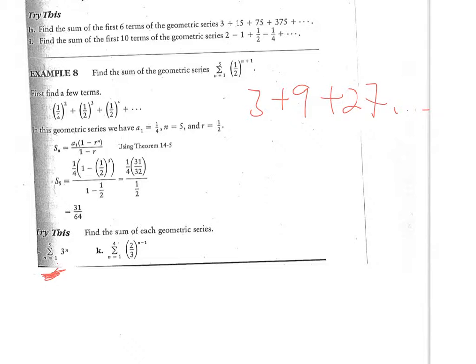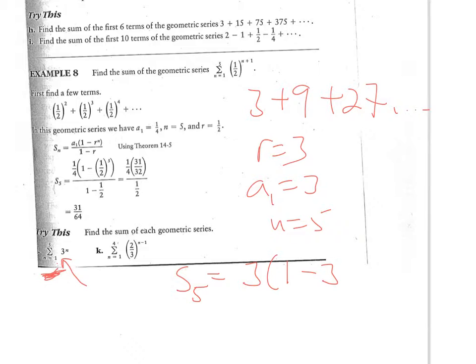So let's do this. I see that my common ratio is 3. Of course, I probably could have seen that in the formula. R is 3, A sub 1 is 3, and I want 5 terms, so n is 5. Using that partial sum formula, if I'm looking for S sub 5, the sum of the first 5 terms, the first term is 3 times 1 minus the common ratio to the 5th power, all over 1 minus the common ratio.